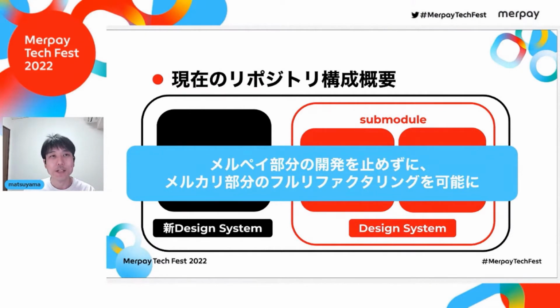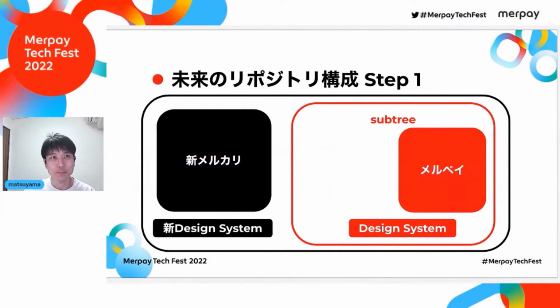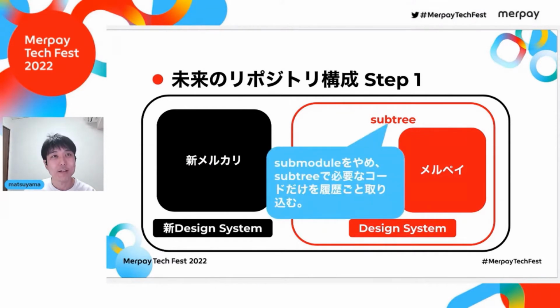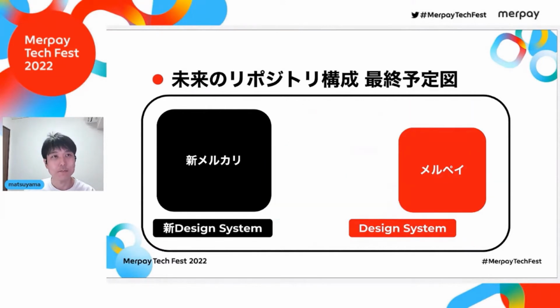Going forward, once the migration to the new Mercury is successful, we first want it to look like this. Instead of pulling in the contents of the submodule at a specific hash, we will use a subtree to pull in only the necessary code into the new repository with its history. The goal is to eventually stop using the subtree and merge the code back into one repository.